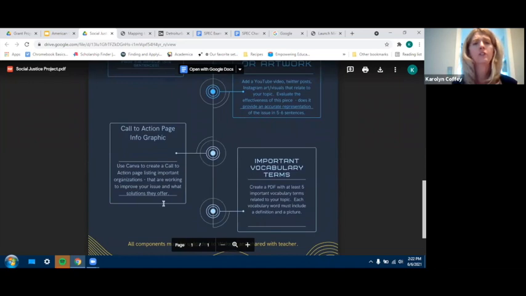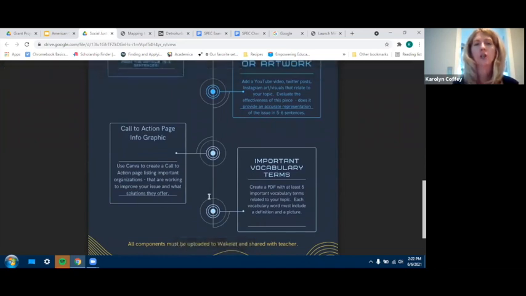And then I have students create a call to action page. This would be an infographic page that they would create using Canva. A lot of this perhaps could come from specific organizations that are currently working on this issue. What are the solutions to this issue?